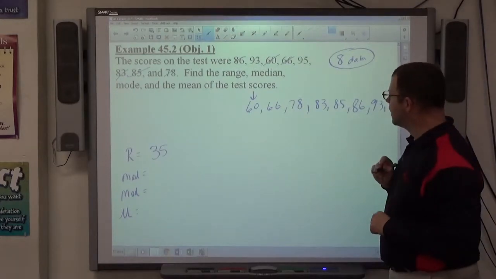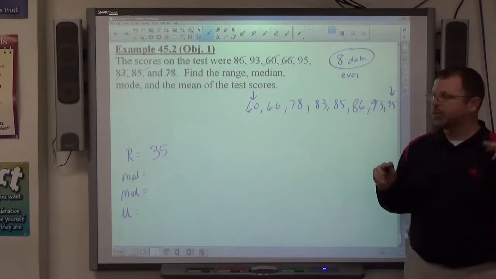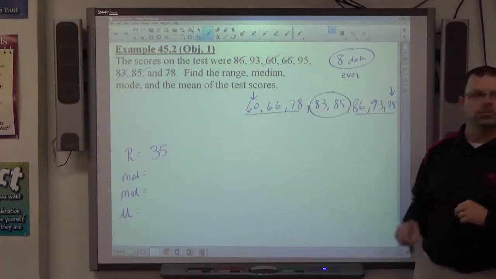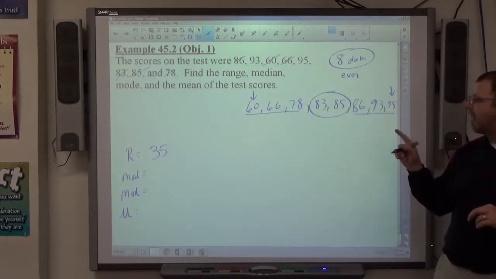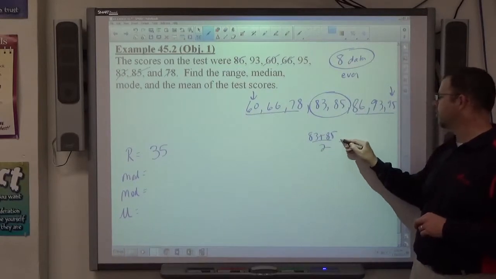All right, median. Since there's 8 data, which is even, there are 2 middle numbers. So notice, 3 to the left, 3 to the right, and 2 in the middle. You have to average those two. So it's going to be 83 plus 85 divided by 2, which equals 84.